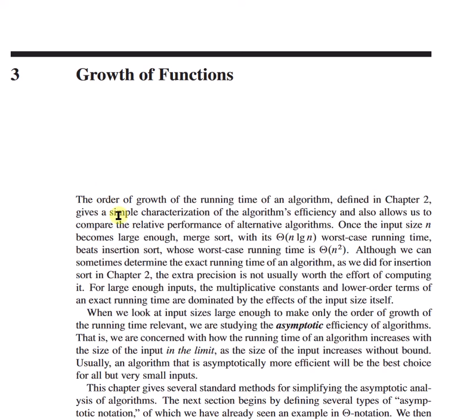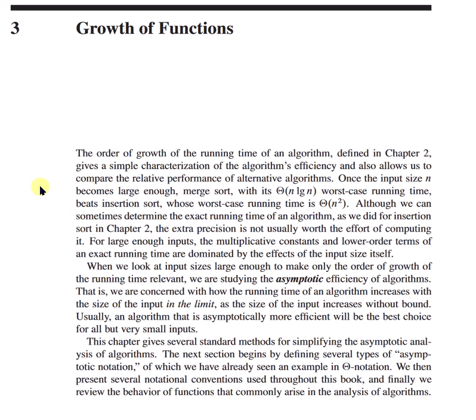Growth of functions. The order of growth of the running time of an algorithm, defined in Chapter 2, gives a simple characterization of the algorithm's efficiency and also allows us to compare the relative performance of alternative algorithms. Once the input size n becomes large enough, merge sort, with its theta of n log n worst-case running time, beats insertion sort, whose worst-case running time is theta of n squared.